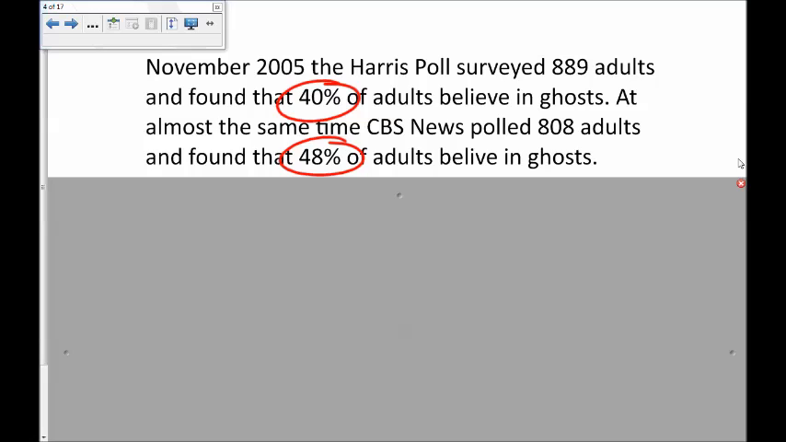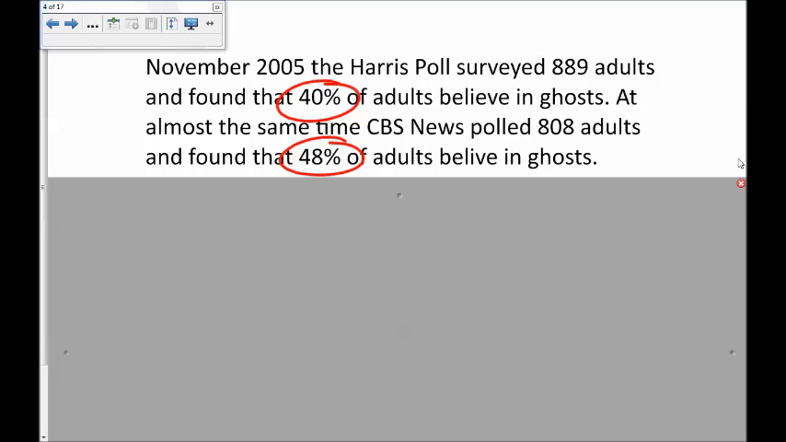And we're assuming here that they did do a random sample and that everything about their methods was correct, but they still came up with different percents. Now, the truth is, in November 2005, there was some exact percent of the population that believed in ghosts. And we don't know what that is. That's why we're doing this study. But we can think about natural variances that happen in our sample as we pick a random sample. We may just get a different group of people.